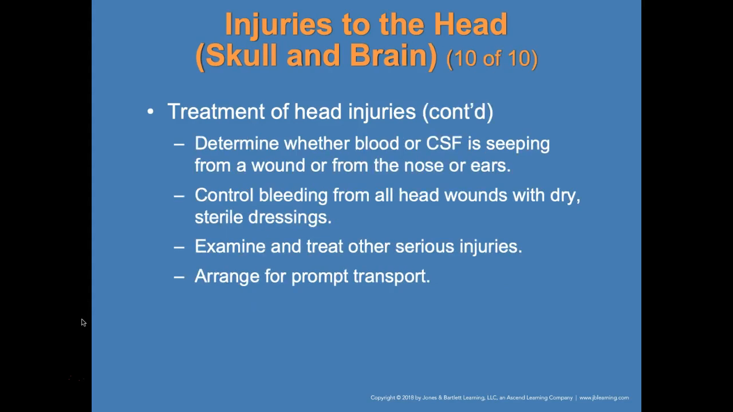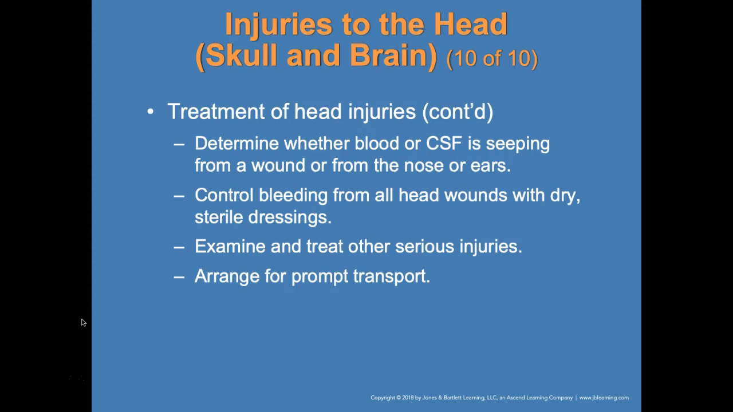We need to determine whether blood or cerebral spinal fluid is seeping from a wound or from the nose or ears. So if we look in the nose and the ears and we see clear fluid leaking out, we need to note that. We need to let the responding agency know about it, but we don't want to stop that up. We don't want to put tissues or rags or dressings in the ears or up the nose to stop that. Remember, we talked about that the brain is swelling, and that can cause issues. Well, letting that come out is kind of relieving some of that pressure.